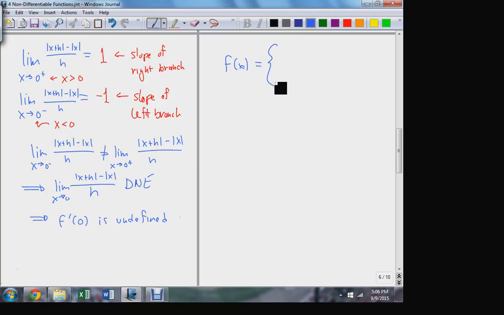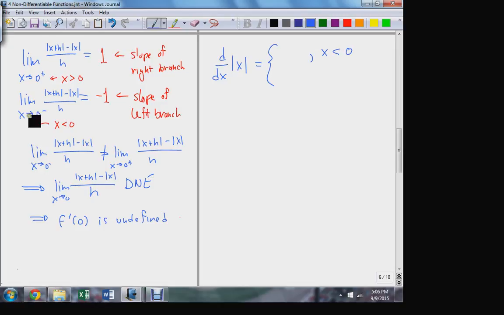Branch function. It depends on which side of zero I'm coming from. So this is going to be the derivative of the absolute value function. So here's my differential notation. The derivative of the absolute value of x. If x is less than zero, what is this equal to? Negative one, right? We just showed that.